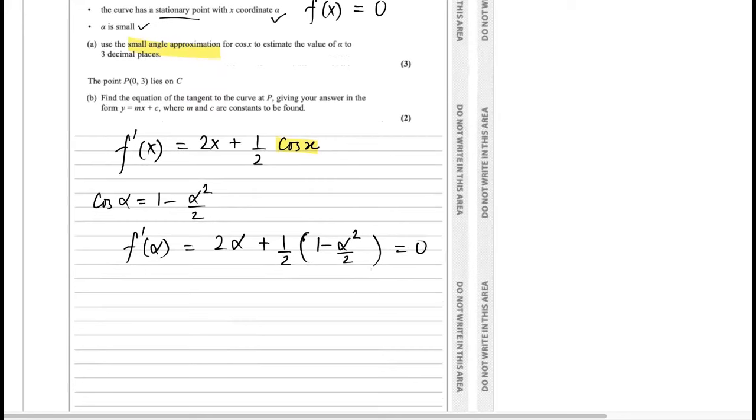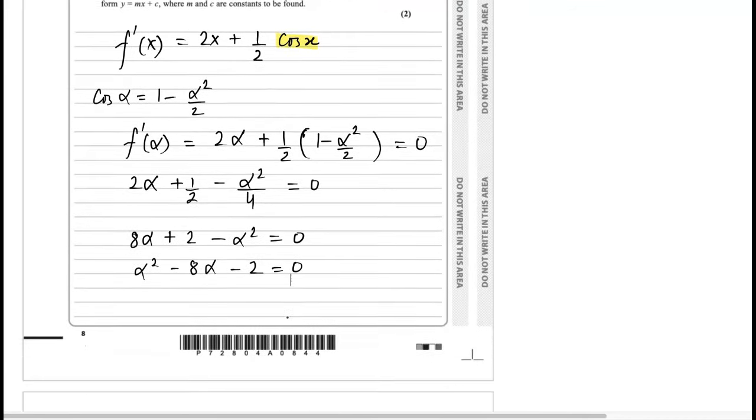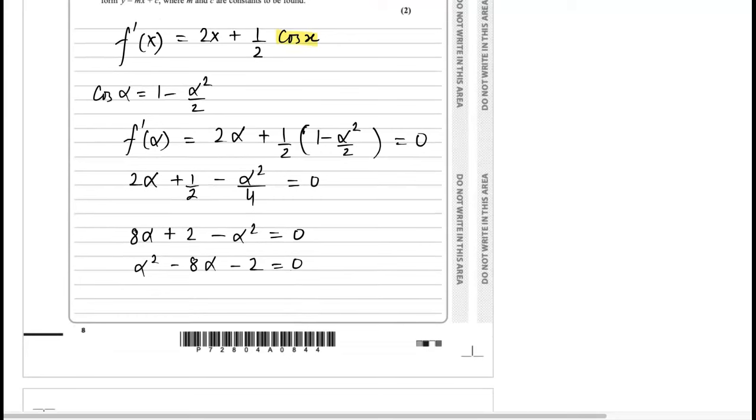What exactly do we have to find? We have to find the value of alpha. Okay, so 2 alpha plus half, take away alpha squared over 4 is equal to 0. Just quickly solving it, it's going to be 8 alpha plus 2 minus alpha squared equals 0. Or we can say alpha squared minus 8 alpha minus 2 equals 0. Now let's solve for alpha using your calculator.